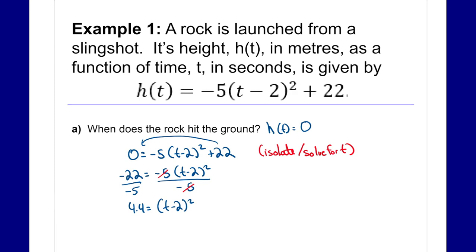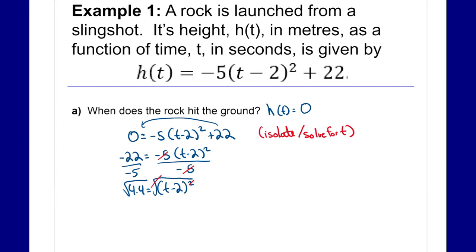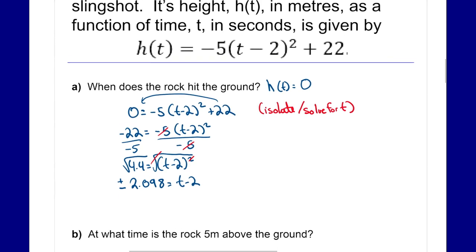Now, if I want to solve for t, I need to get rid of the squared, so I need to square root both sides. On one side, the square and the square root will cancel out, and I'm left with 2.098, which will equal t - 2. Now, one thing to keep in mind, and we did touch on it in the previous lesson, if I square root a number, I actually get a plus and a minus answer.